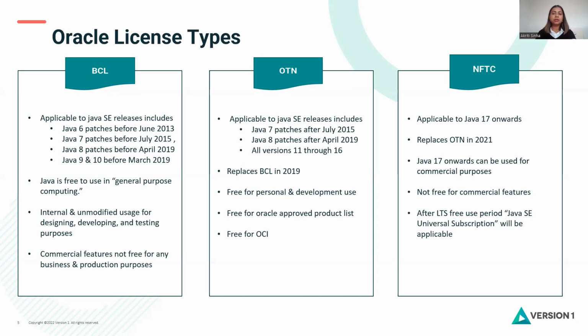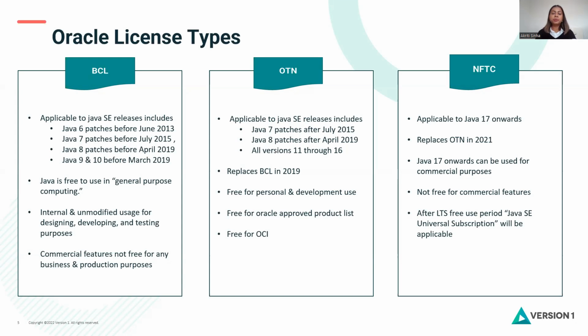So if you want to use commercial features, it has to be used under a different license. This license also encourages clients to use the newest version of Java. Under NFTC, a particular long-term supported version of Java is only valid 1 year after the next LTS, or long-term support version, is released. A long-term support version is released every 2 years.